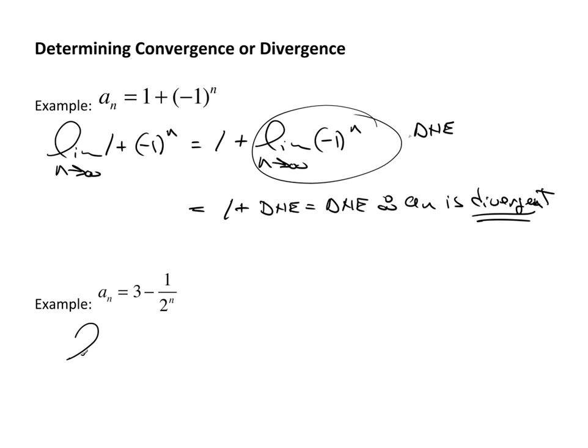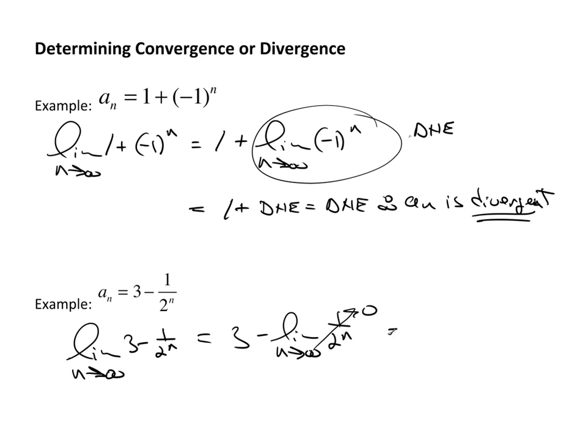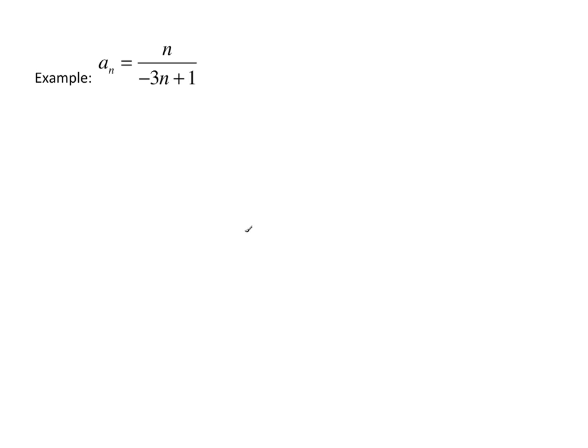Here, if I take a look at the limit as n goes to infinity of 3 minus 1 over 2 to the n, I did this in an earlier example. This equals 3 minus the limit as n goes to infinity of 1 over 2 to the n. This goes to 0, so this is equal to 3 minus 0, which is 3, therefore convergent. Now, I did this earlier. I'm just repeating it because now we've much more formalized the idea of what a limit of a sequence actually is.